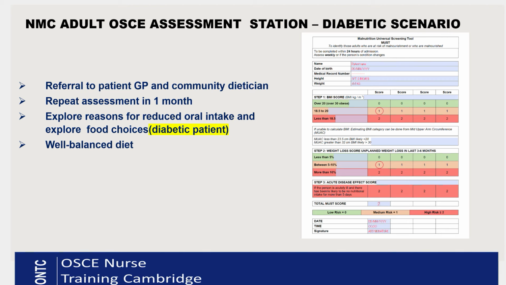And working out why your patient is having malnutrition, what's the reason. Ask them how much they've been eating, what are they eating, how often do they check their blood glucose level. Those are all important things in addressing this malnutrition issue for a diabetic patient.